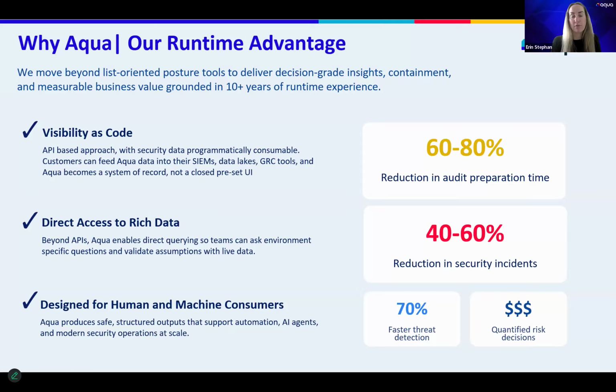So first and foremost, everything that we're going to show you today is going to be available as code, as an API-based approach, so that you can use it in the environments that you're used to running today. The next is direct access to this data, enabling direct querying so that your teams can ask specific questions and validate with live data, being able to interact and interface with this data in a better, more consumable way for your teams. And then lastly, designed not just for humans, right?